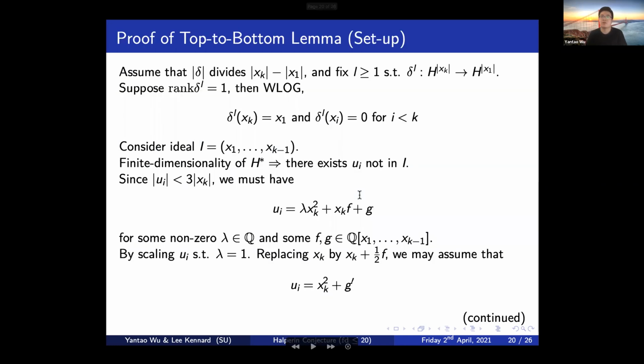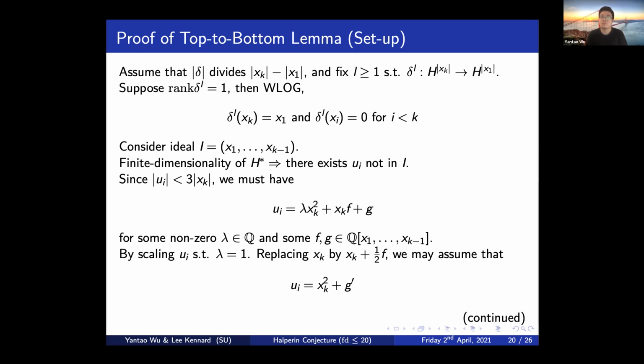The proof of it will also take 3 pages of slides. First, we do some setup. By assumption, we assume that the degree of delta divides the difference of the degrees. We also fix some element, such as delta to the power L mapping the top degree to the bottom degree.